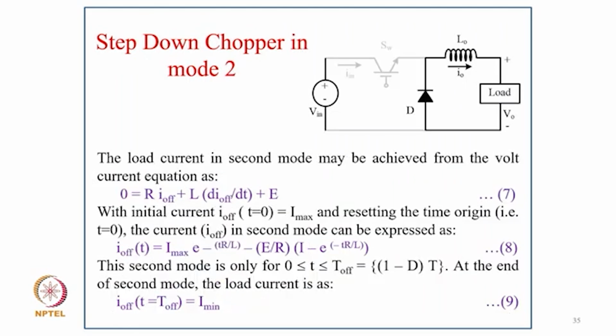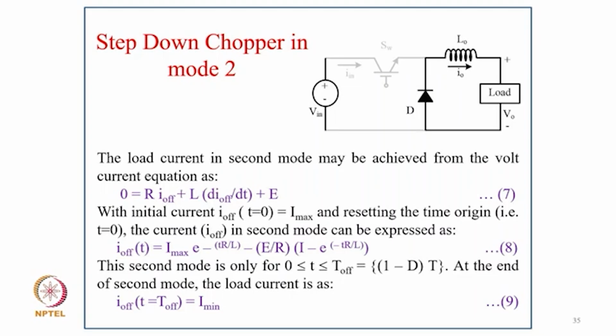Now the load current in the second mode may be obtained from the voltage-current equation, where the freewheeling diode conducts, so the applied voltage is 0. If you neglect the drop of the diode, it becomes R i off plus L d i off upon dt plus E equal to 0. With initial current equal to I max and resetting the time origin, that is t equal to 0, the current i off in the second mode can be expressed as a function of t: I max e to the power minus t into R upon L minus E upon R into 1 minus e to the power minus t R upon L.